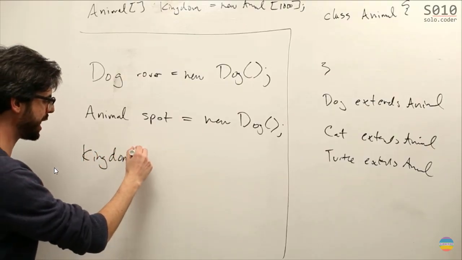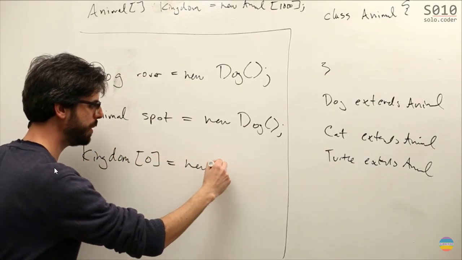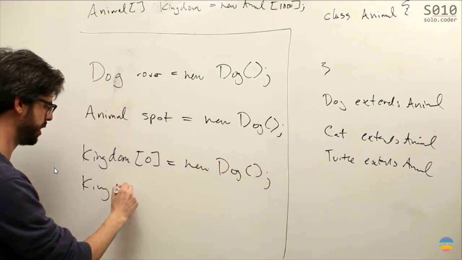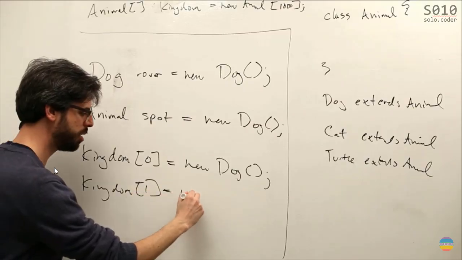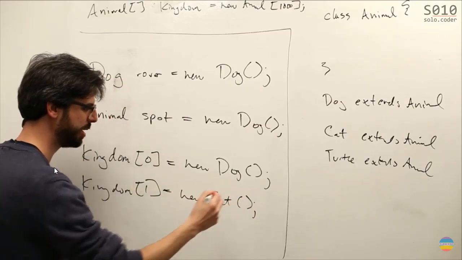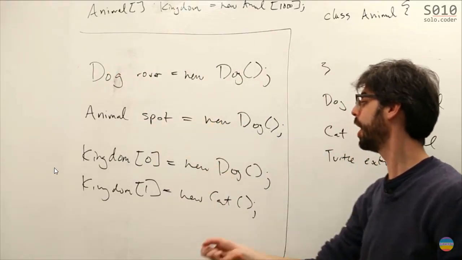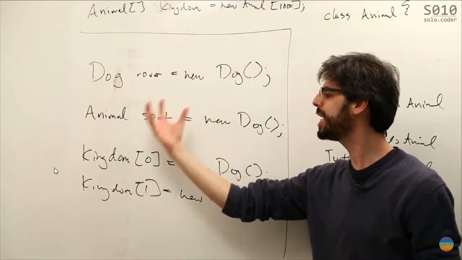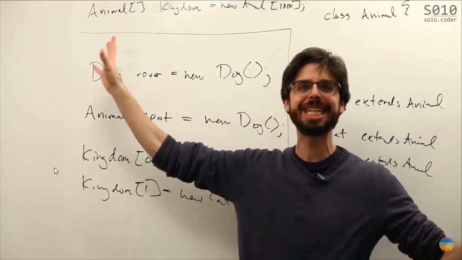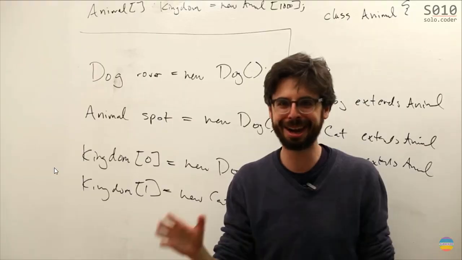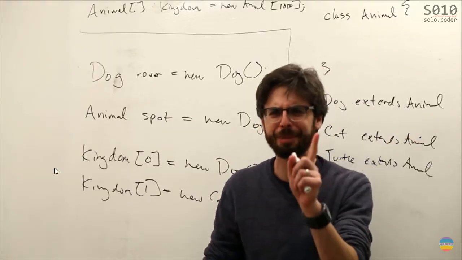kingdom index 0, for example, could be a new Dog. Kingdom index 1 could be a new Cat. This is the magic of polymorphism. Kingdom is just a bunch of animals. A dog is an animal, a cat is an animal. We can collect all these different kinds of classes into the same array. Great, right?